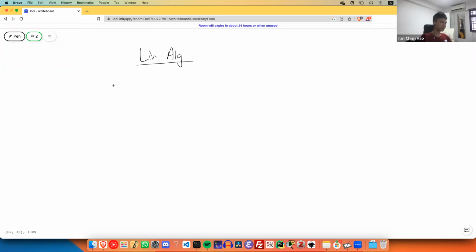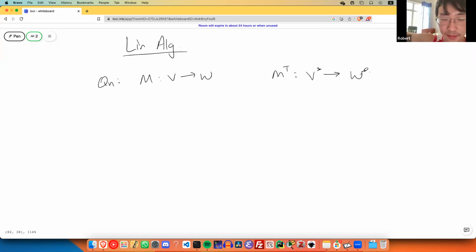Right, so today we'll talk about linear algebra, I guess. The central question today is the one that you sent me, which is: if M is a map from V to W, V and W being vector spaces, how do I show that M transpose is a map from V star to W star? Okay. I haven't thought this exact thing through all the way, but I think I have some idea of roughly what's going on, and I'll just try to share my perspective.